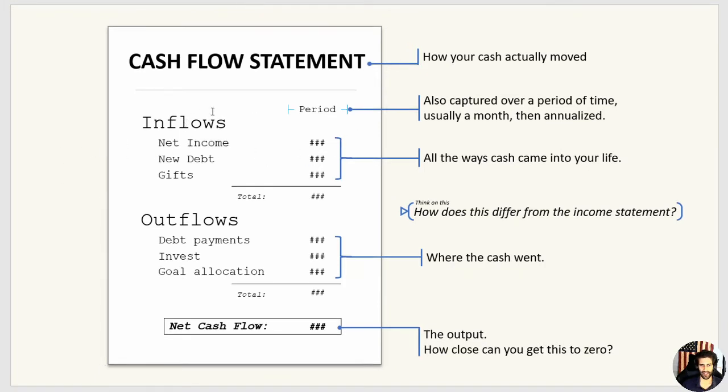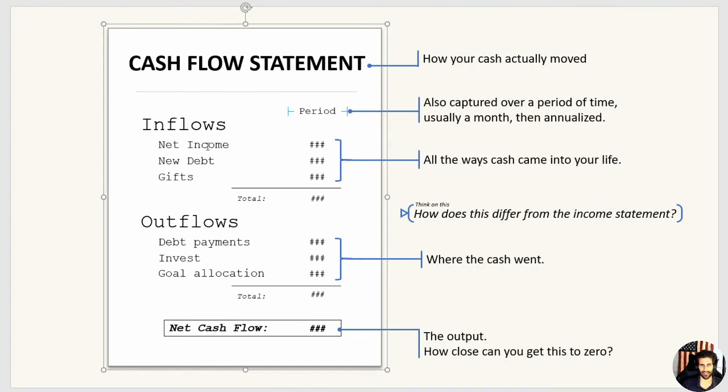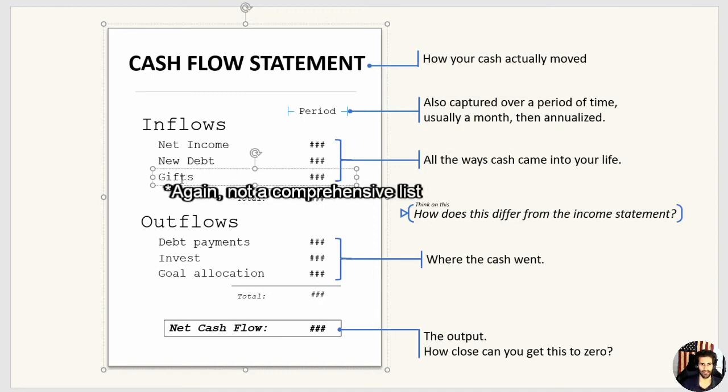So an inflow of cash is all the, and this is also captured over a period of time, by the way, same as the income statement. So inflows of cash are net income, new debt, gifts, and any other way that money came into your accounts. Okay, a big one is going to be new debt. Like, let's say, for example, you bought something with a credit card and you only pay the minimum payment.